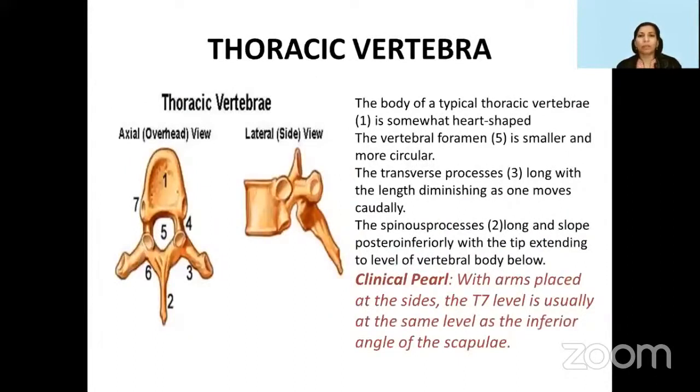In the thoracic vertebra, the foramen is smaller and more circular, while the spinous processes are long and slope posterior-inferiorly, with the tip extending to the level of the vertebral body below. With the arms placed at the sides, T7 is usually at the same level as the inferior angle of the scapula. This is very significant in placing thoracic epidurals. The needle has to be directed more in the cephalad direction.